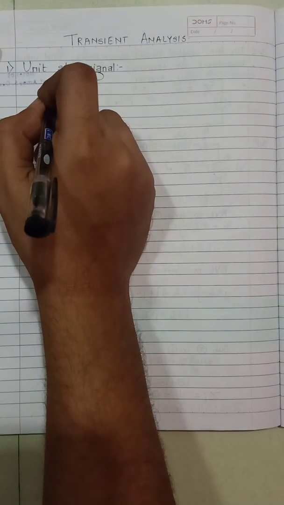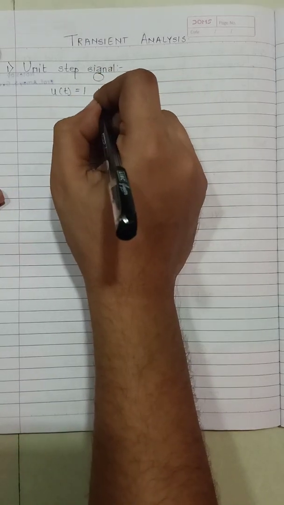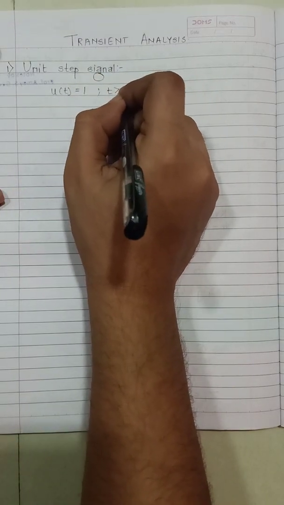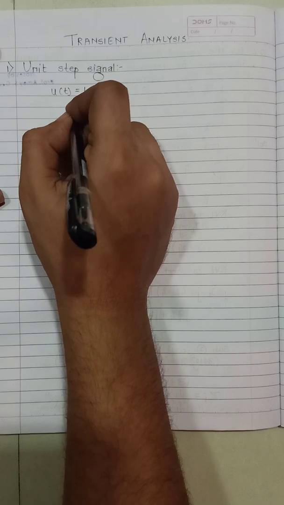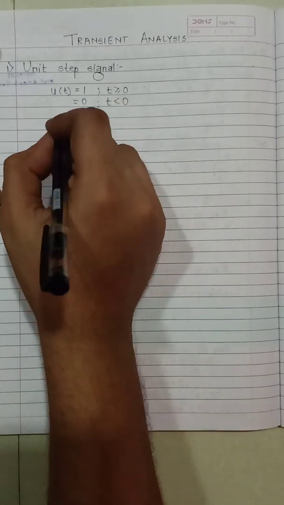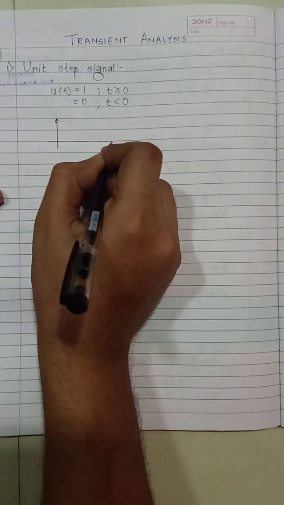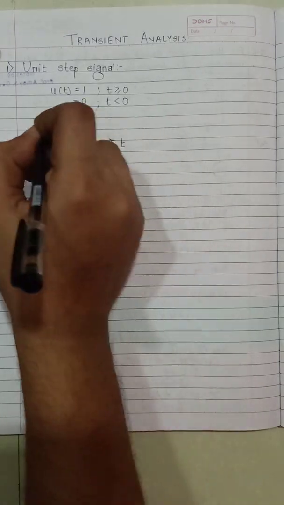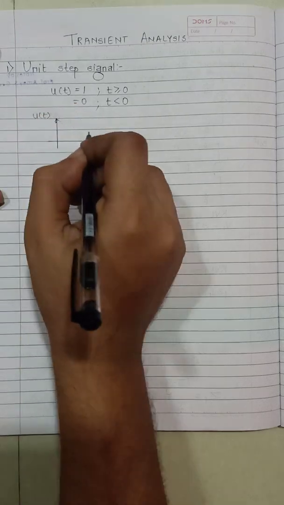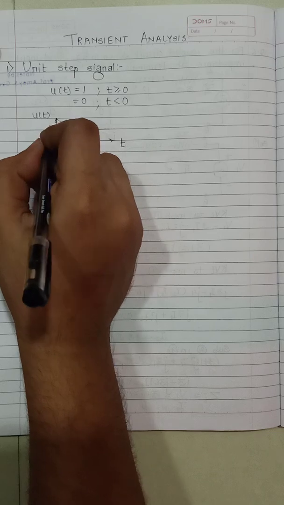Now we write the unit step signal as u of t, which has value 1 for t greater than or equal to 0, and 0 for t less than 0. And how do we show it in the continuous time form? This is t, u of t, and this is the signal.